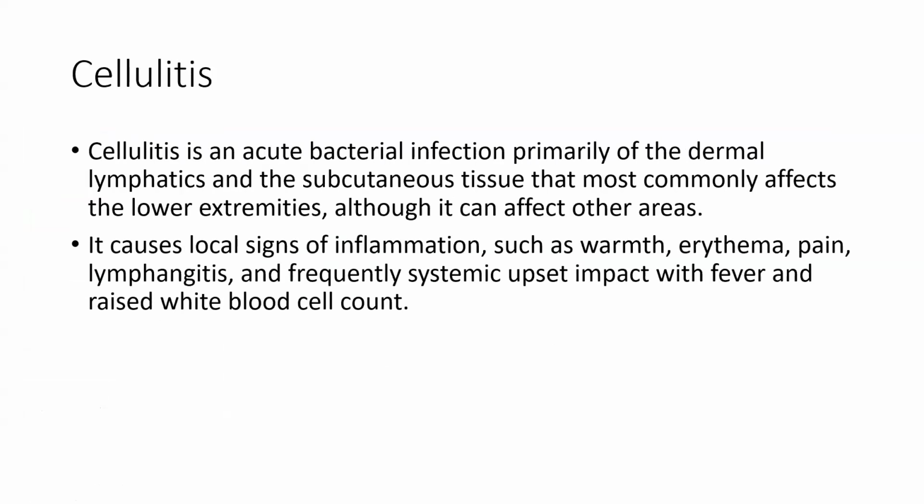So cellulitis is an acute bacterial infection primarily of the dermal lymphatics and subcutaneous tissue that most commonly affects the lower extremity, although it can affect other areas also. It causes local signs of inflammation such as warmth, erythema, pain, and lymphangitis, frequently with systemic upset, along with fever and raised WBC count.